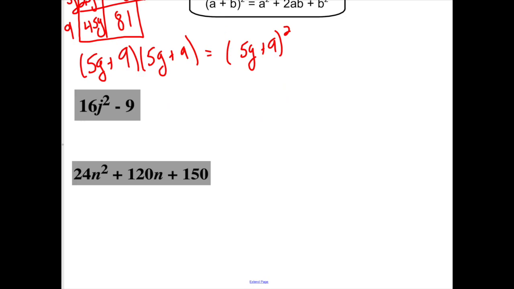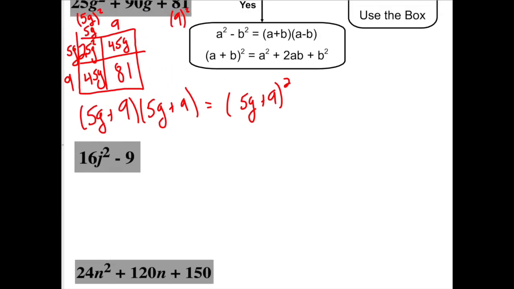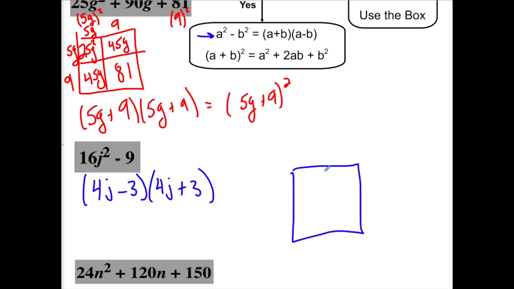Okay, now we have two things here, and that should give us a clue that in fact this is a difference of squares. So the difference of squares formula, as you can see here, tells us that we want to use 4j minus 3 times 4j plus 3. If you want to use the box, right, we've got 16j squared and we've got minus 9, but look, there's no b, which means these have to add up to 0, or in other words, cancel each other out. So if we assume that this is 4j and this is 4j to get 16j squared, well, I need numbers that are going to cancel each other out.